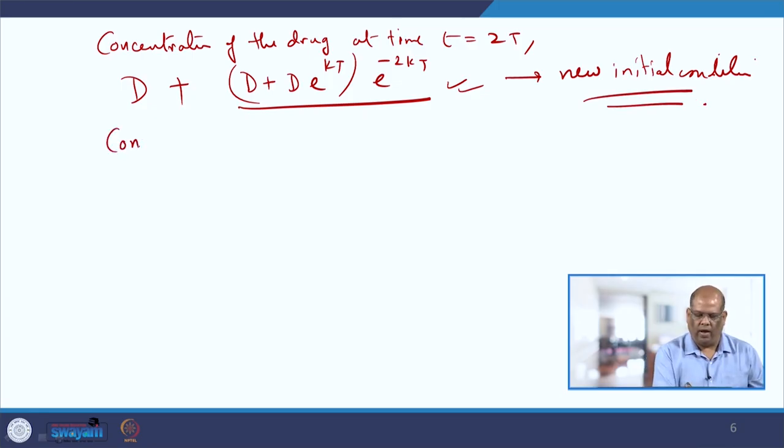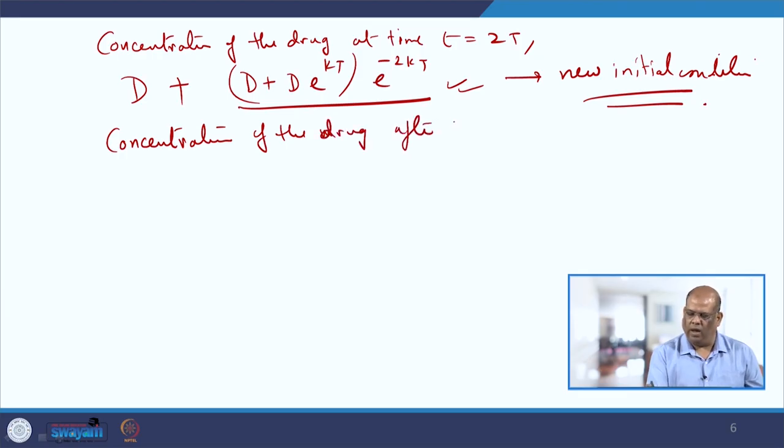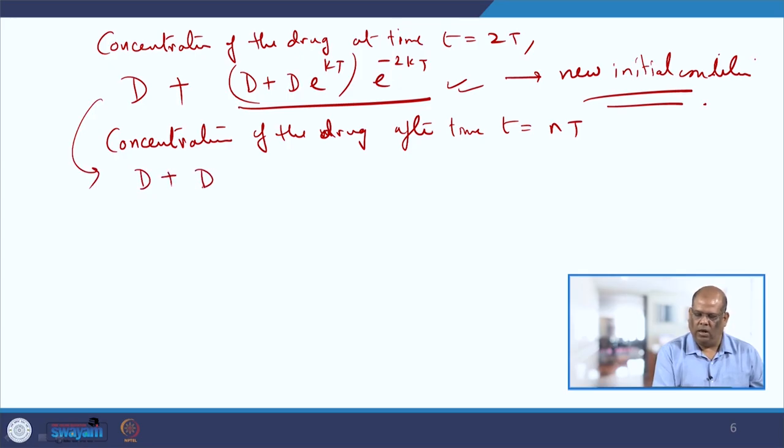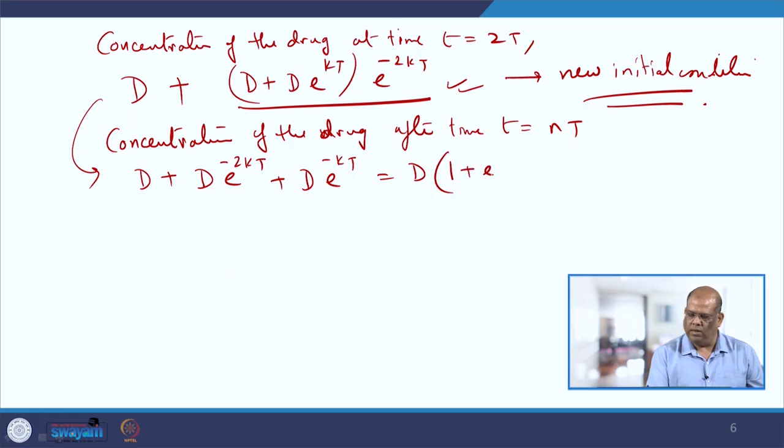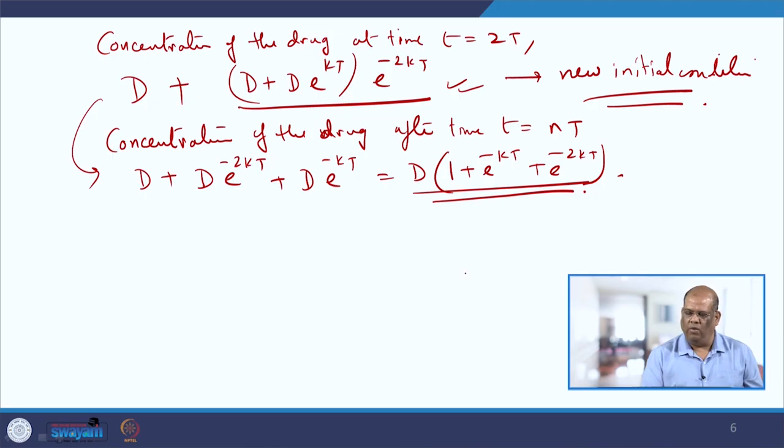So if I continue this, then the concentration of the medicine or the drug after time t equal to nT. So, as you can see from here, if I multiply this, this is going to be D plus D e to the power minus kT, multiplied by e to the power minus 2kT, plus D into e to the power minus kT. So, I can take this D common and it is 1 plus e to the power minus kT plus e to the power minus 2kT. So, this can be simplified to this. This is for t equal to 2T.